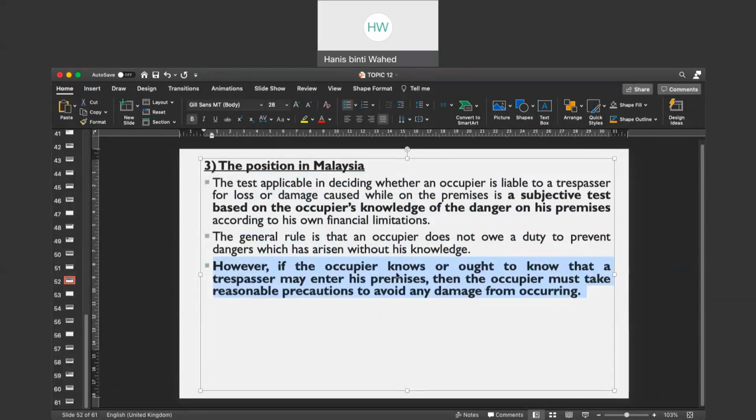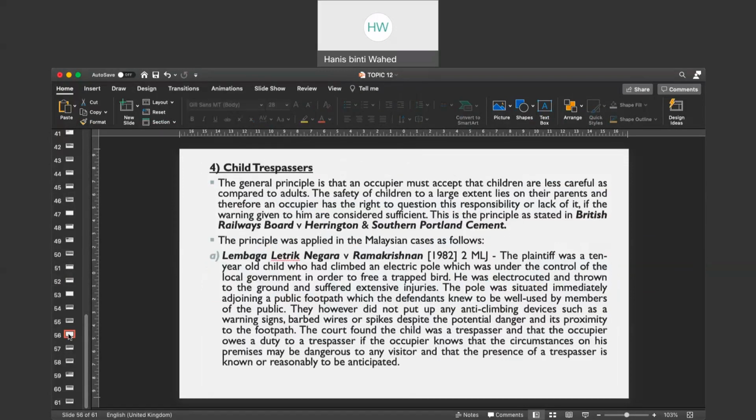So it means there is still a duty, but it's a lower duty to warn the trespasser of any possible danger that might happen at the premise. Okay. All right. That's about trespasser.